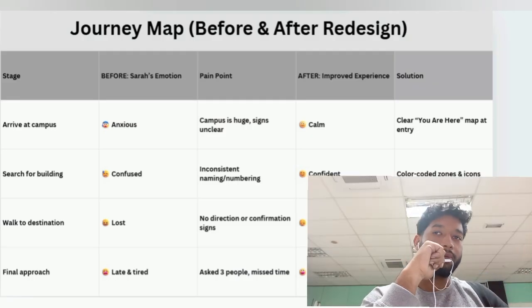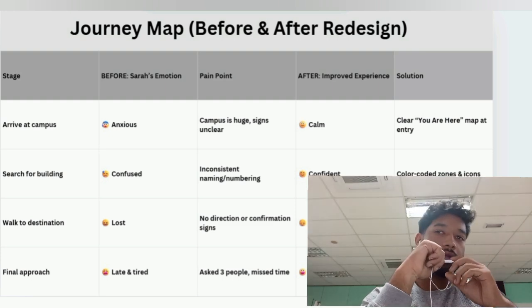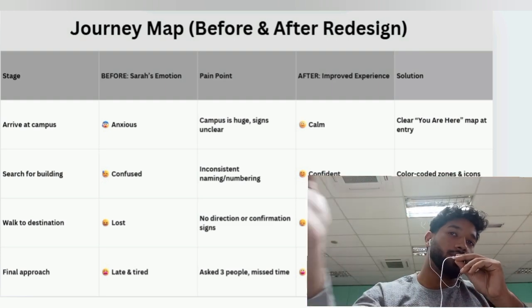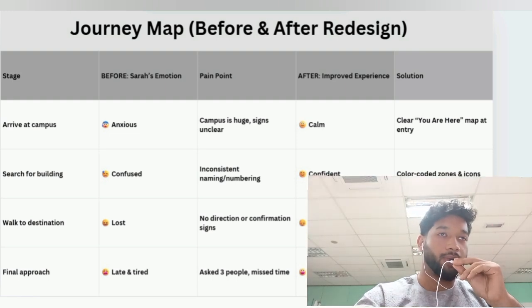Going through the user journey map, the stages before and after are produced here. When Sarah arrives at the campus, there was no proper wayfinding system. Sarah arrives at the campus. She's anxious. The campus is huge. Searching for the building, she's confused. Walking in different directions, she's lost. There is no direction to confirm her signs. Finally, she arrives late and tired.